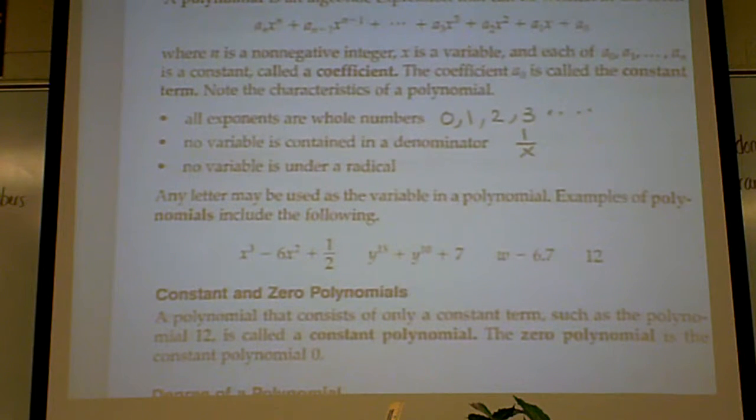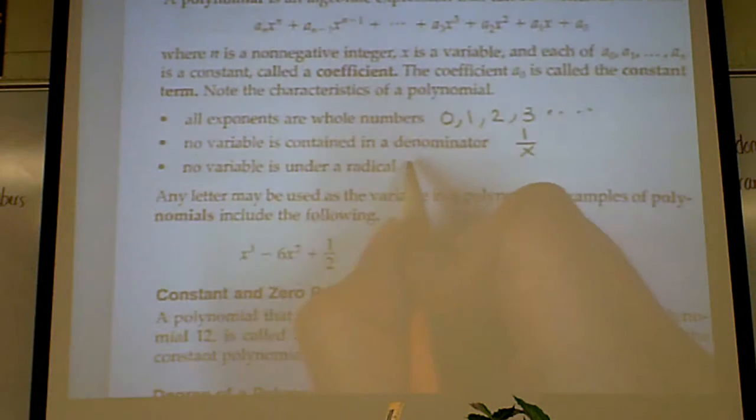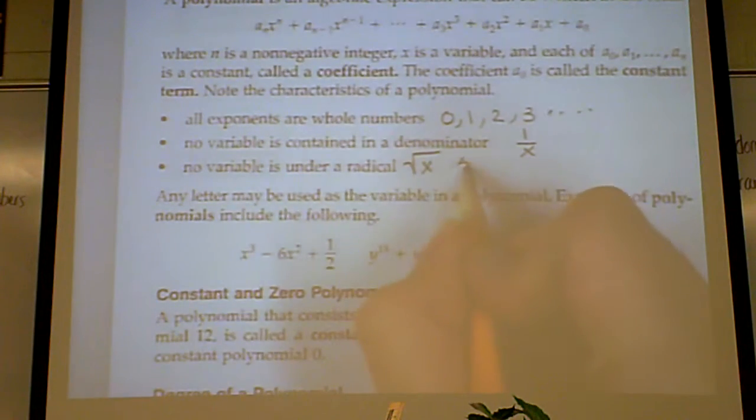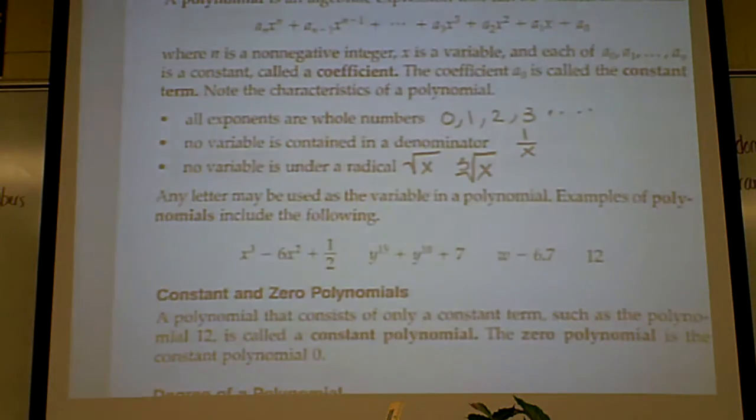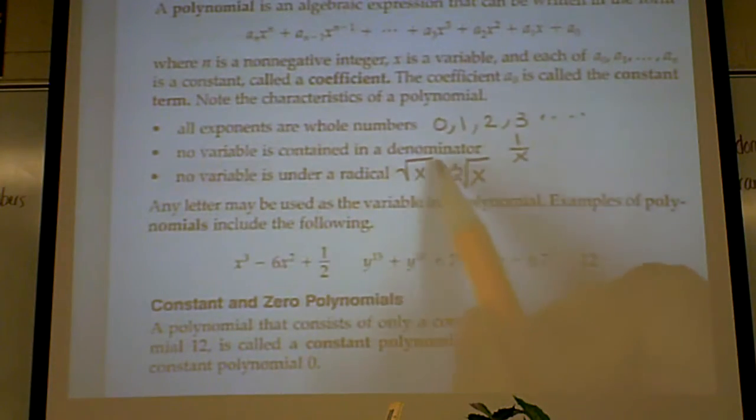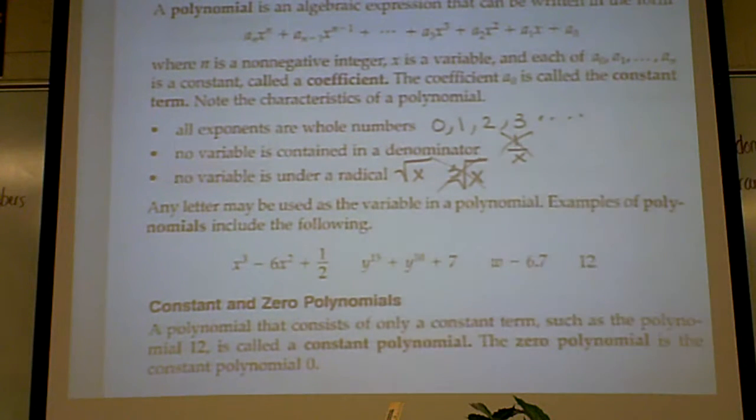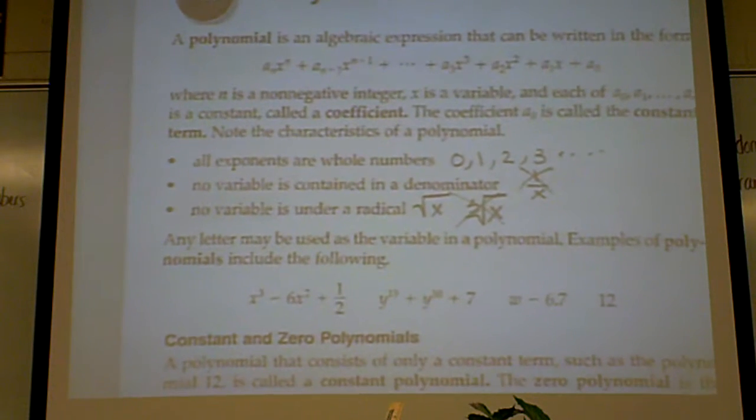And no variable is under a radical. What's a radical? Square root, so it can be like the square root of x or the cube root of x. So all of these, this can't happen, this can't happen. Okay, everyone gets that?